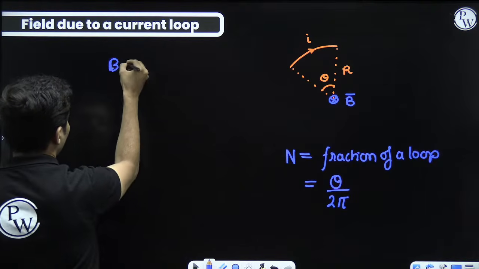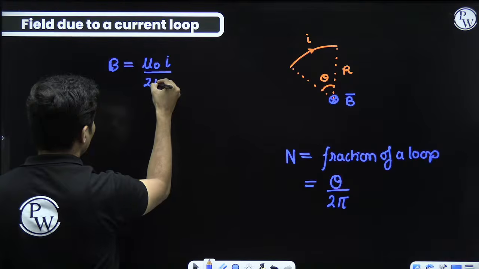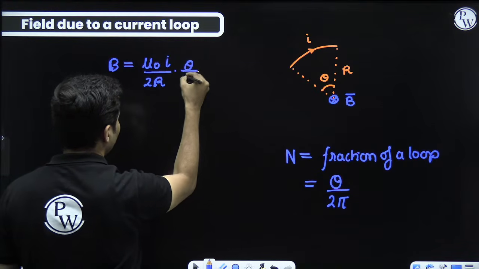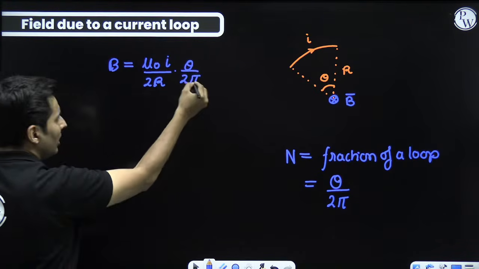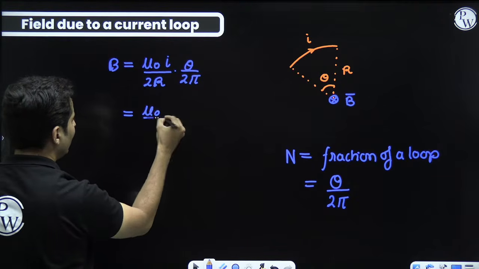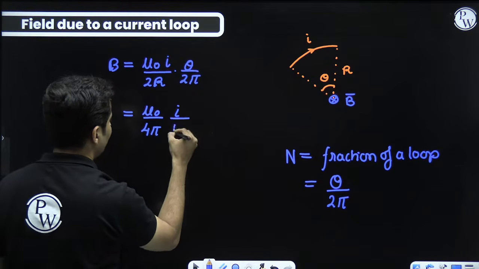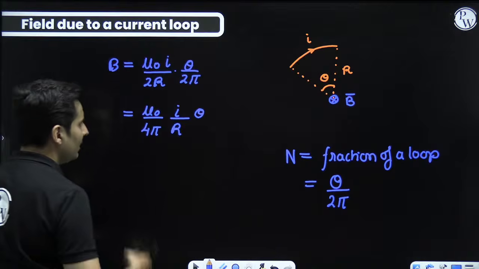So that is the reason why we can easily write down the magnetic field magnitude. The magnetic field magnitude will be mu naught I by 2r, but here you put theta by 2 pi. We all know 2 pi into 2 will become 4 pi, so we can rewrite it as mu naught by 4 pi into current divided by r multiplied by theta.